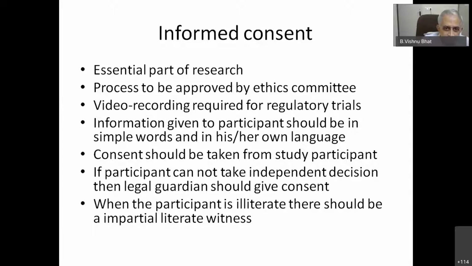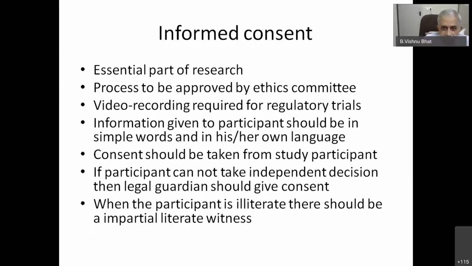So informed consent is an essential part of human research, and the process has to be approved by the ethics committee. Normally, video recording of consent is not necessary for academic research and non-regulatory trials. But if it is a regulatory trial, CDSCO will insist on video recording of your consent also. When you are talking to the participant, you have to record, and that should be made available for scrutiny. Whenever they ask, you should be able to show it, not that you just record and wipe it off.